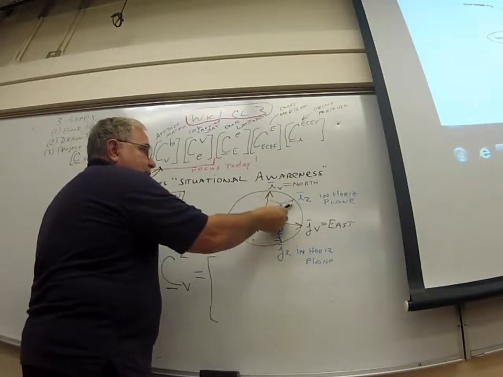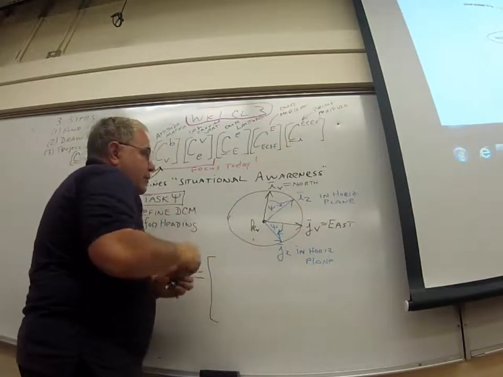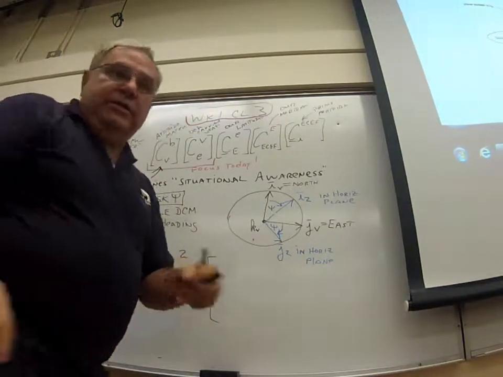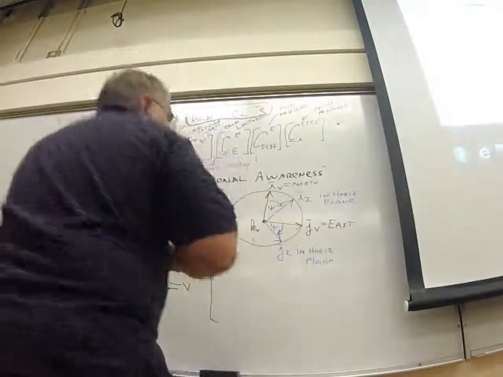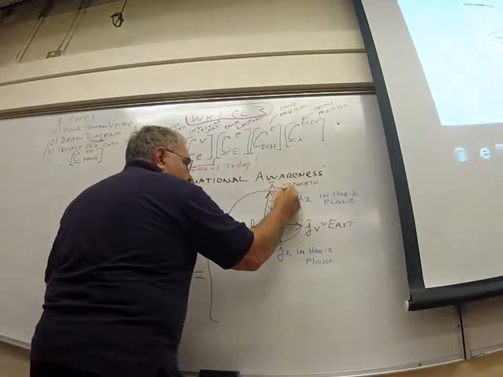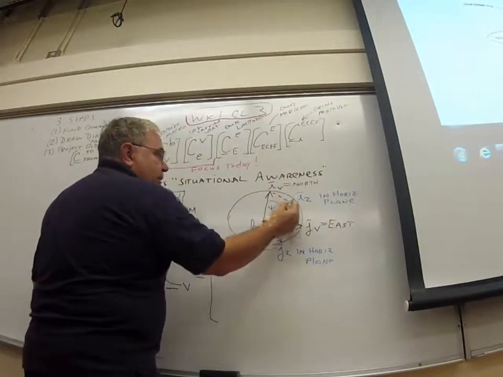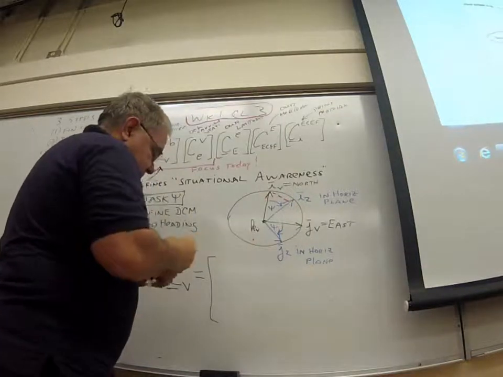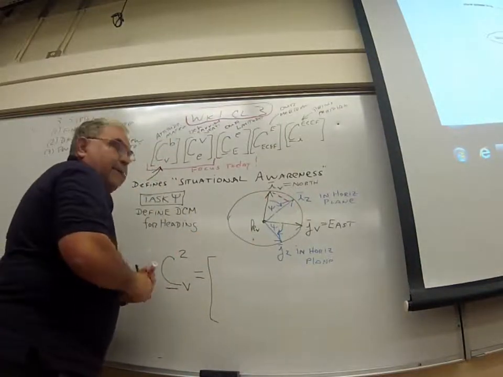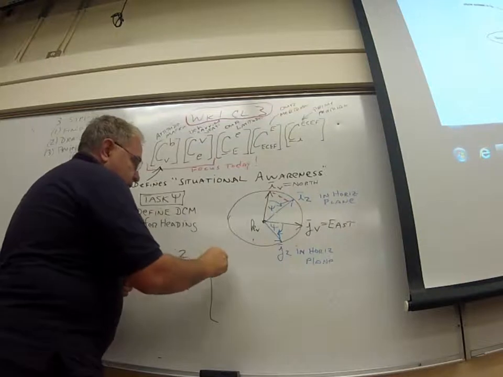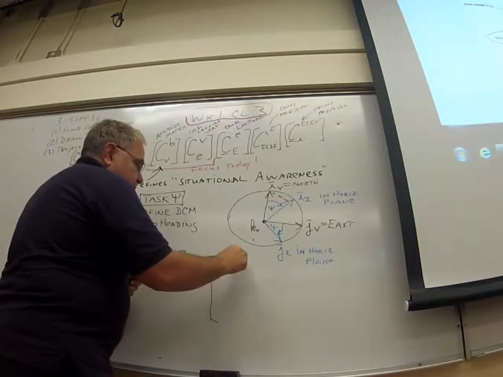The first one is IB. So I'll drop a perpendicular for IB onto the new I2, like so. So I'm interested in this distance right here, and I can see right away that's going to be what? The cosine of psi. Yeah? That's going to be cosine of psi.